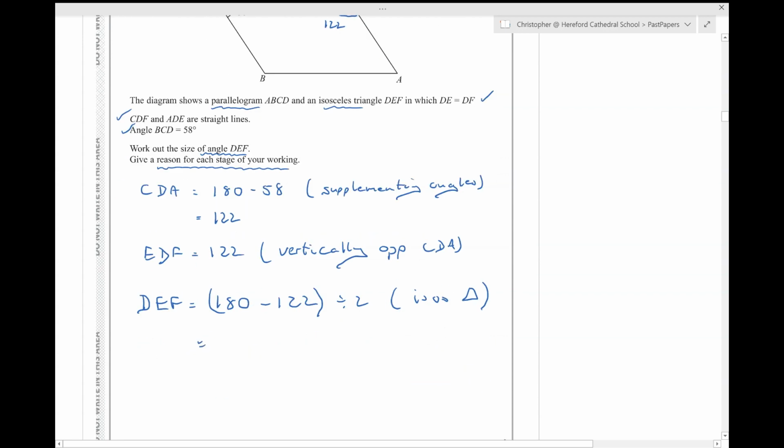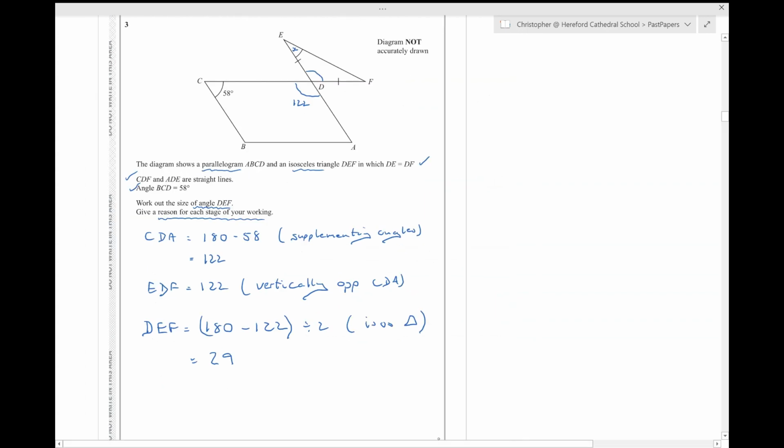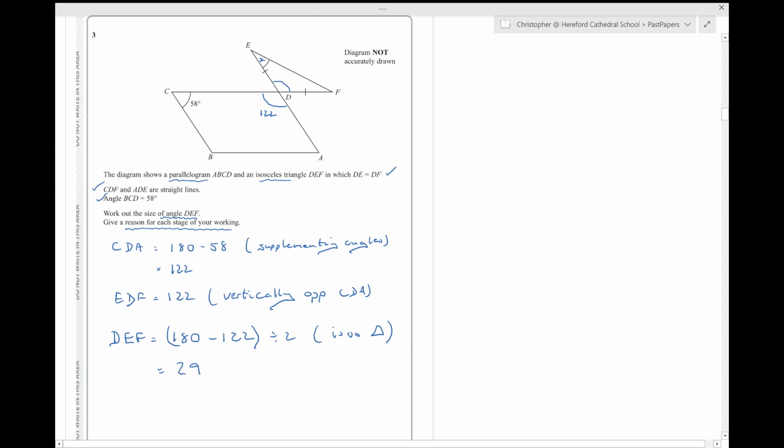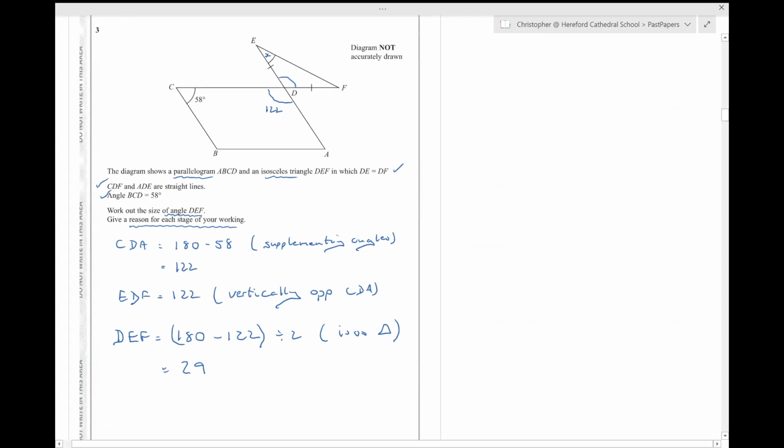So that will give me 180 minus 122 is 58, divided by 2, 29. And that is question 3 done, and I've given a reason for each stage of my working.